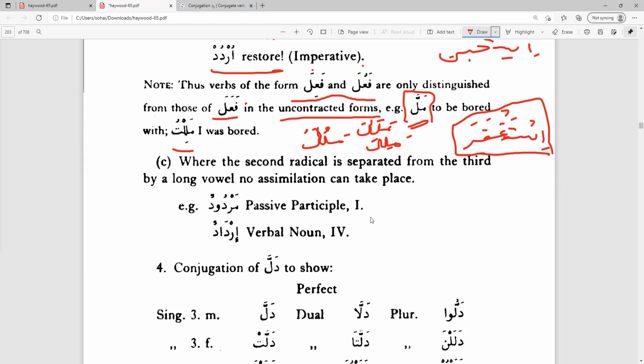So another one is where the second radical, second root letter, is separated from the third radical, third root letter, by a long vowel. What does it mean by long vowel here? Only alif, waw, ya. Yes. There's no shadda, because our shadda is only when the two letters are next to each other. So for example, the passive participle of radda yaruddu, it is maf'ul, mardudun. Okay, restored, mardudun, maf'ulun.